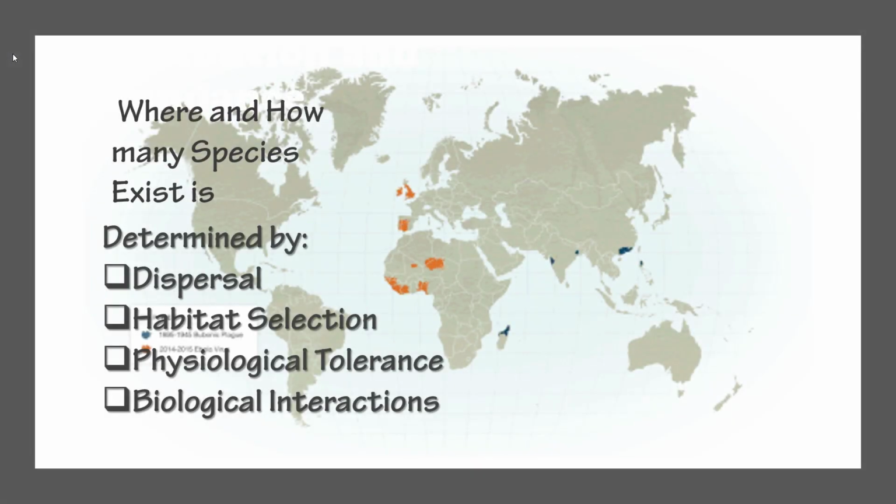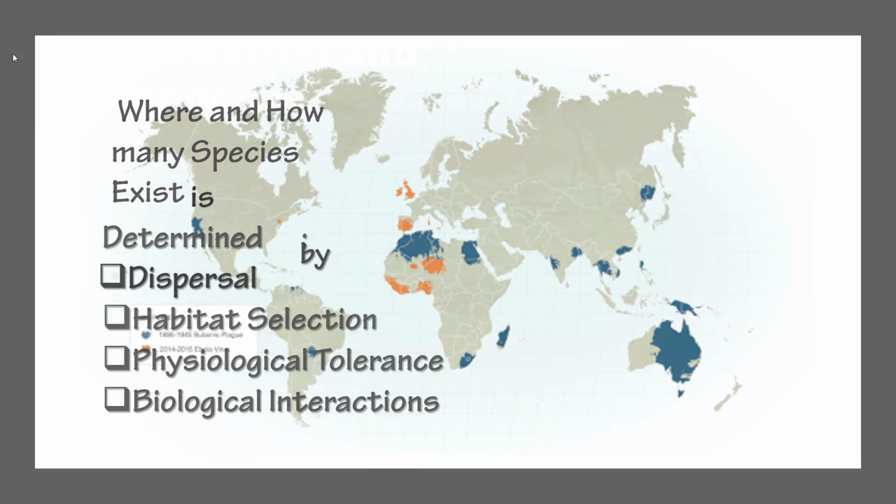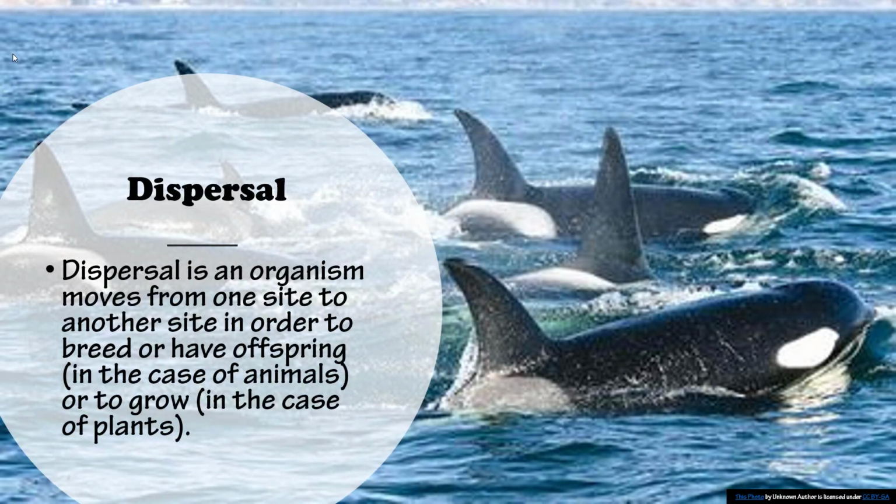Where and how many species exist is determined by the following: dispersal, habitat selection, physiological tolerance, and biological interactions. Dispersal is when an organism moves from one site to another site in order to breed or to have offspring, in the case of animals, or to grow, in the case of plants.